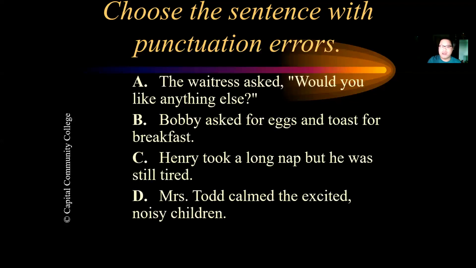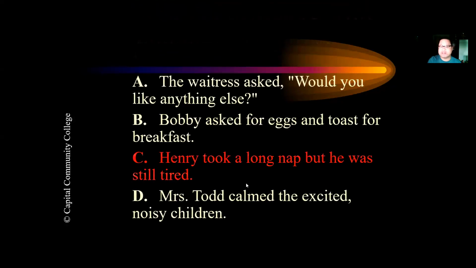So the incorrect sentence is actually letter C. Why letter C? Henry took a nap. That's one sentence. And then there's another sentence. He was still tired. So we combine these two sentences. We have the word but. But is a conjunction. So the rule is if you're combining two sentences using conjunctions like and, but, so, for, yet, there should be a comma before but, or after the word nap. There should be a comma right here. Okay, very good.